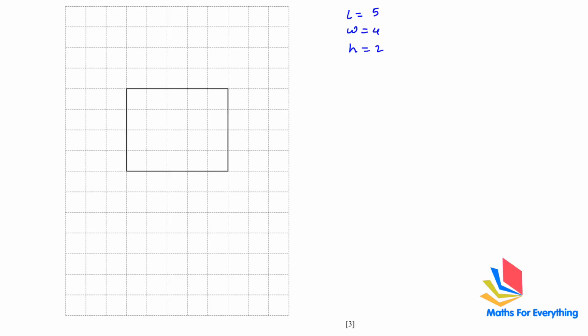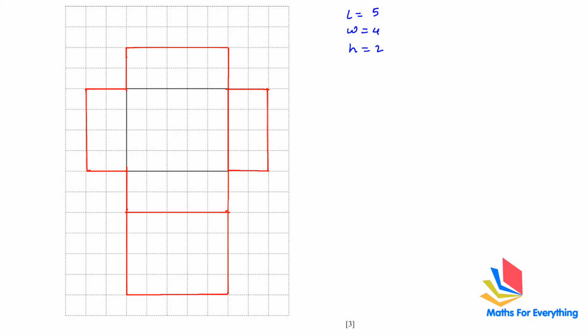Remember that in total there are 6 faces, right? So we have to draw 5 faces more. This is how your cuboid net will look. We've got 1, 2, 3, 4, 5, 6 faces.